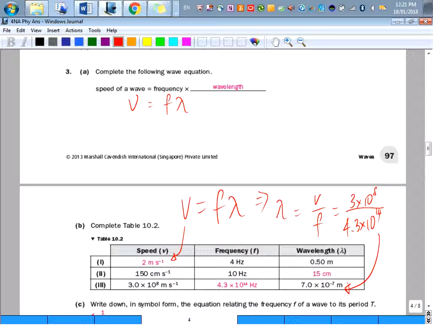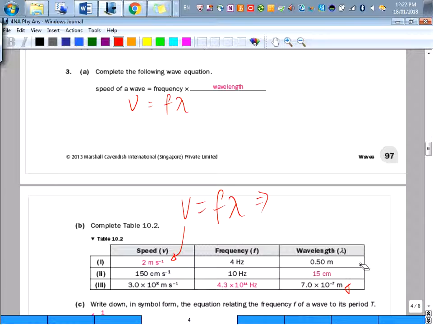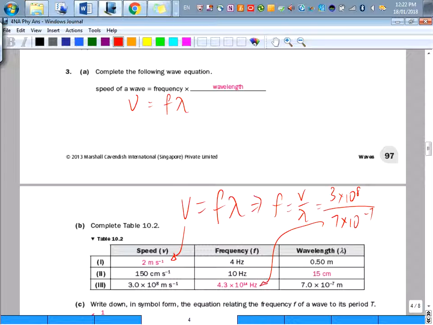Oh, sorry. What am I doing? Sorry, wrong. We are trying to find frequency. So frequency equals v over lambda, which is actually 3 times 10 to the power 8 divided by 7 times 10 to the power negative 7. So then you will get this answer. Okay?